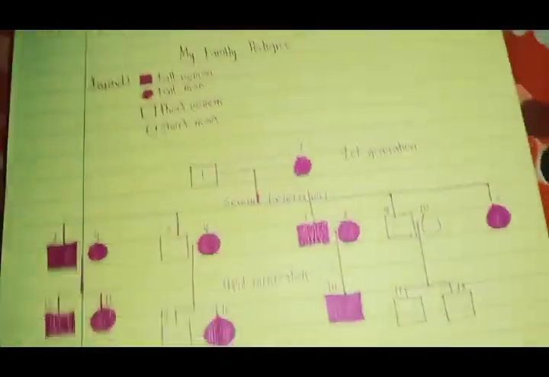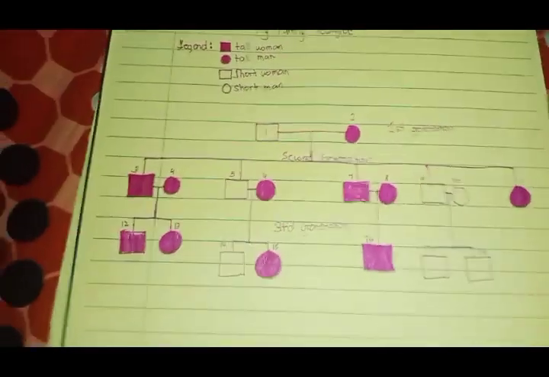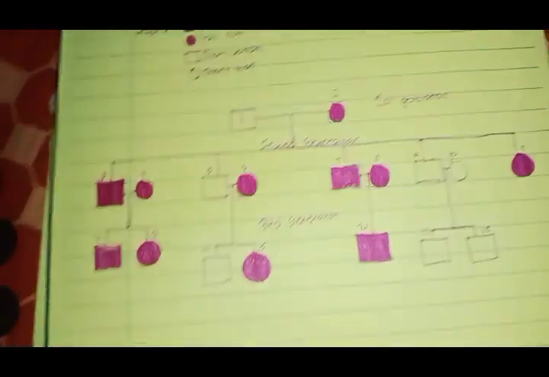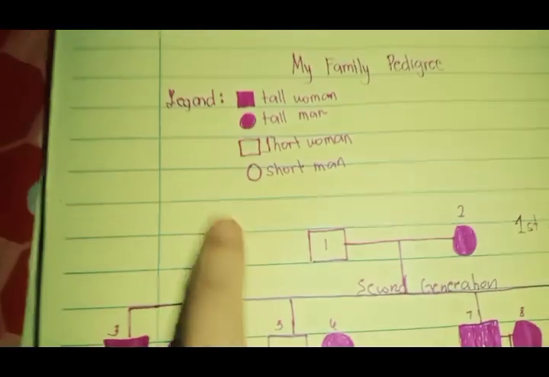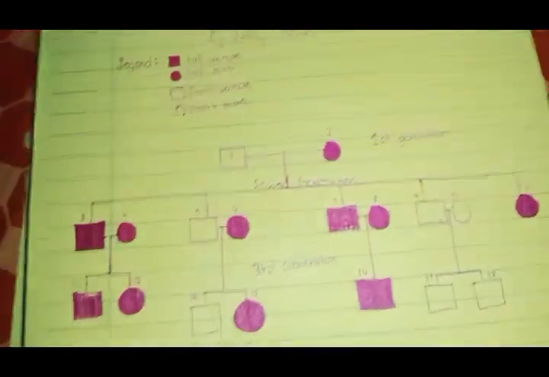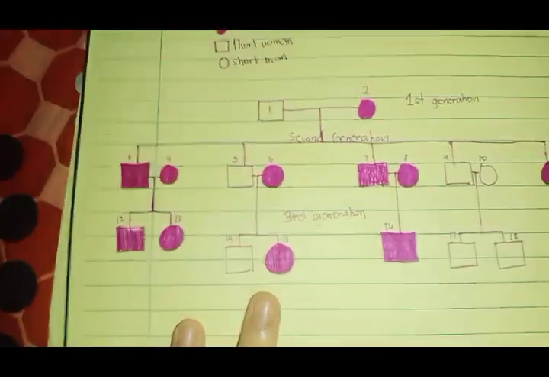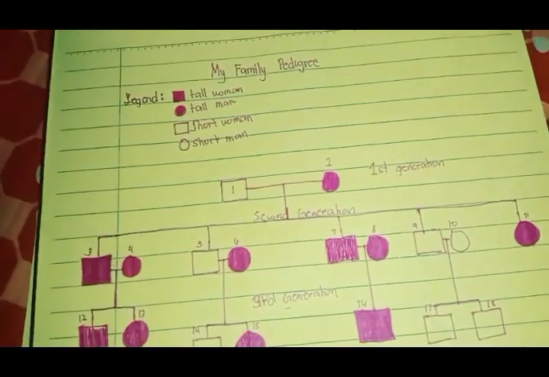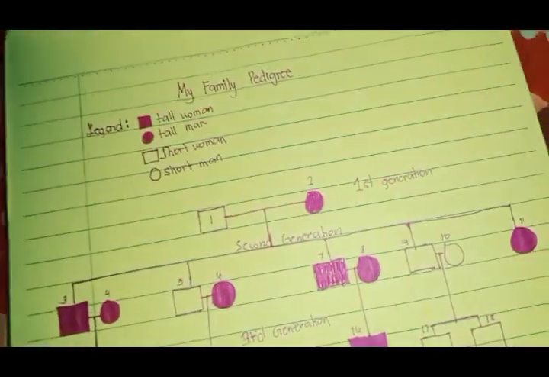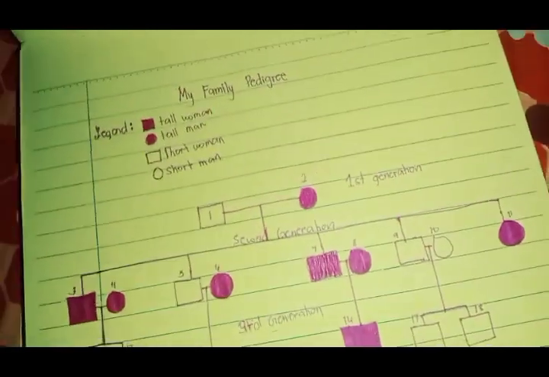So in here, while we are looking at the chart, I will conclude based on the illustration we are seeing, as well as our legends and the objectives that we have in this family pedigree. So the first conclusion that I have here is if one of the parents is tall, then there is a chance that their children are tall too, or vice versa.